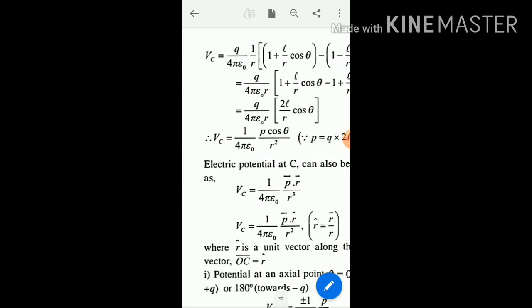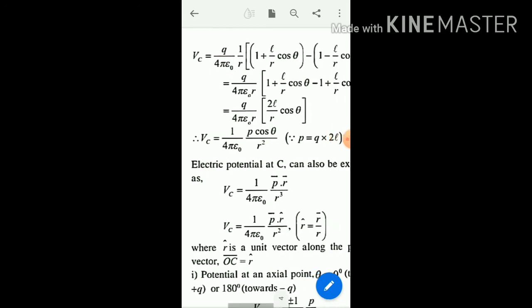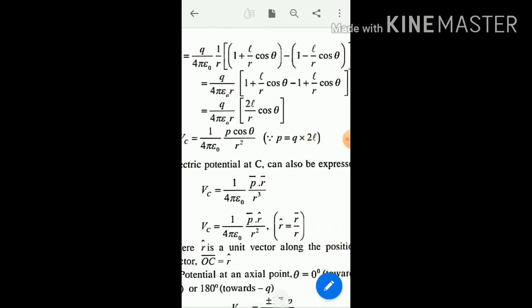Then simplifying this equation, we can write Vc equal to Q upon 4 pi epsilon 0 into R into square bracket 1 plus L upon R cos theta minus 1 plus L upon R cos theta.